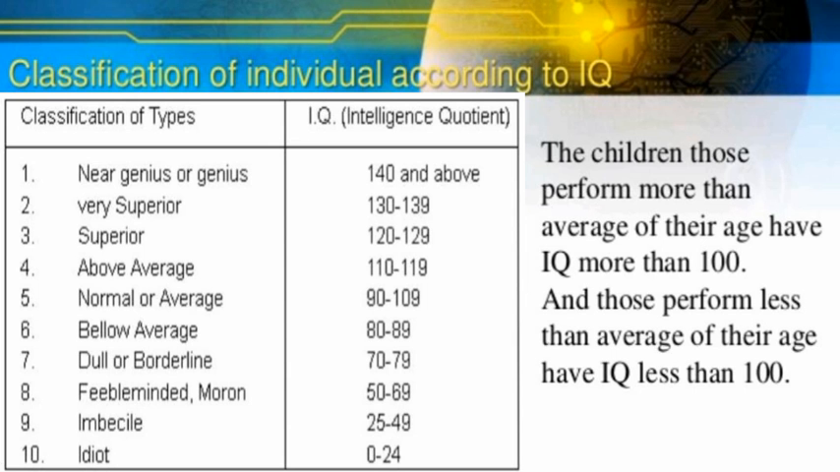The children who perform better than the average of their age have IQ more than 100, and those who perform less than the average of their age have IQ less than 100.